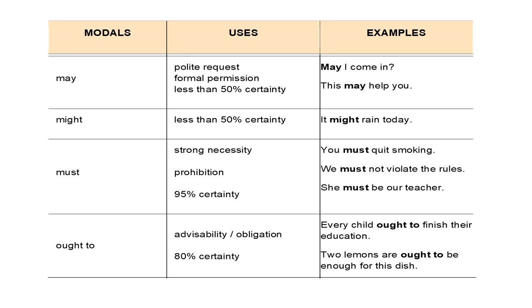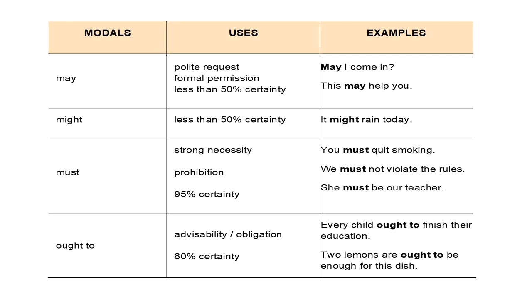May is used in making polite requests, formal permission, or when you have less than 50% certainty. Examples: may I come in? This may help you. Might is used when you have less than 50% certainty. Example: it might rain today.